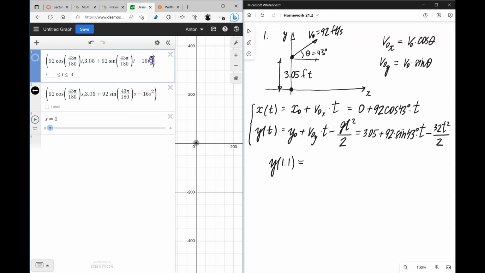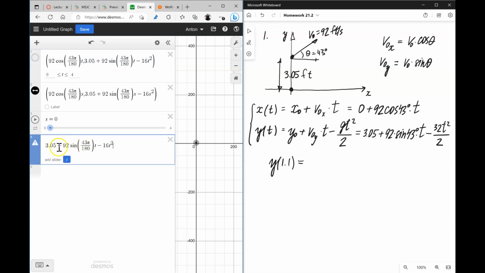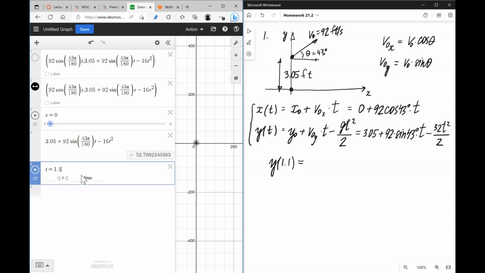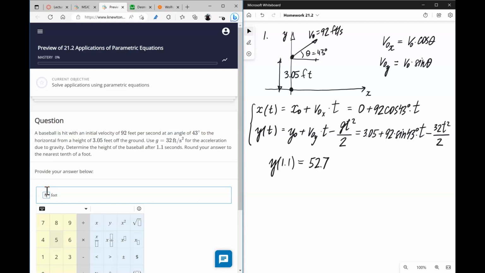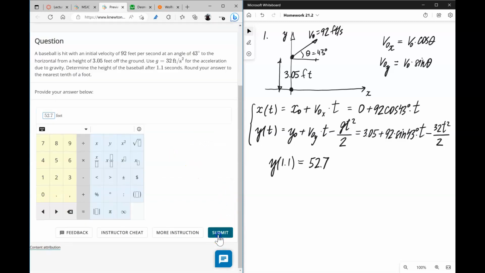Now, what we were asked to find is the height at 1.1. So we just need to replace t with 1.1. And the answer is 52.7 feet. And we have to round to the nearest tenth, so 52.7 is going to be the right answer.